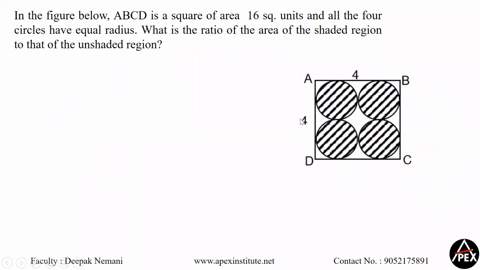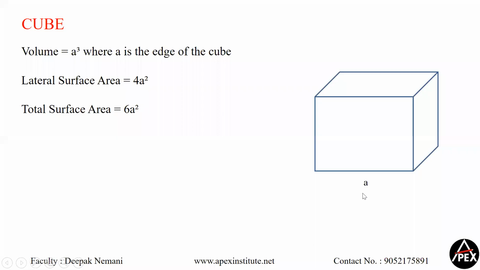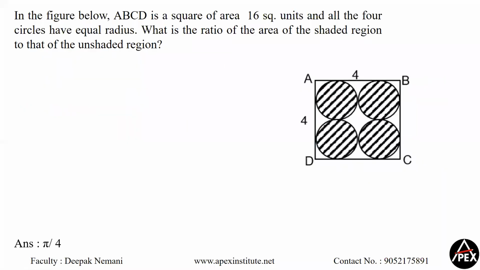So this is for your practice. ABCD is a square of 16 square units, so side 4. There are 4 circles having equal radius. You need to find the ratio of area of shaded region to that of unshaded region. So area of unshaded region is the area of the total square minus the area of these 4 circles. Clear? So the answer for this question should be pi by 4. Now can I move to 3-dimensional solids? Quick responses.